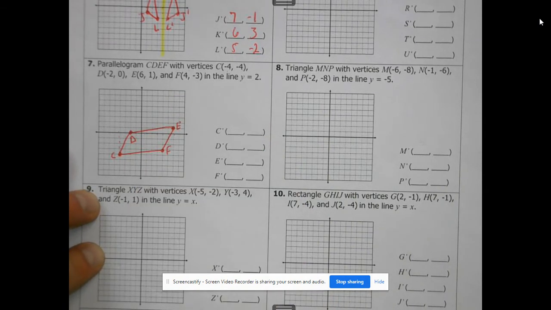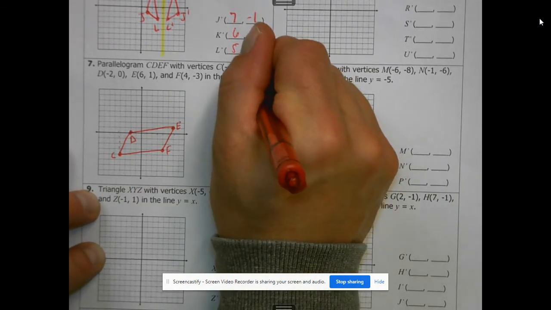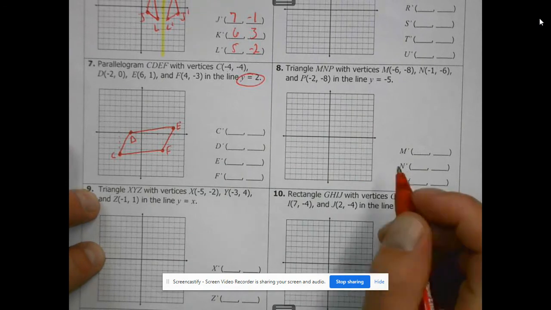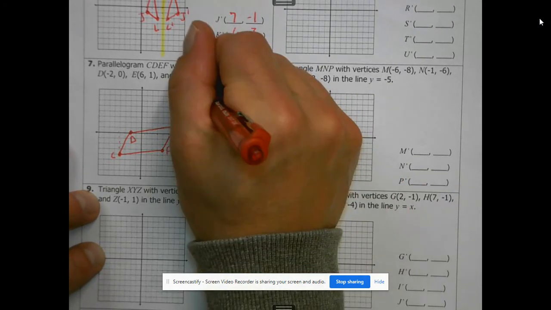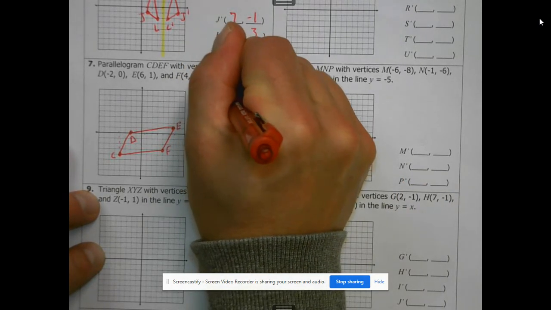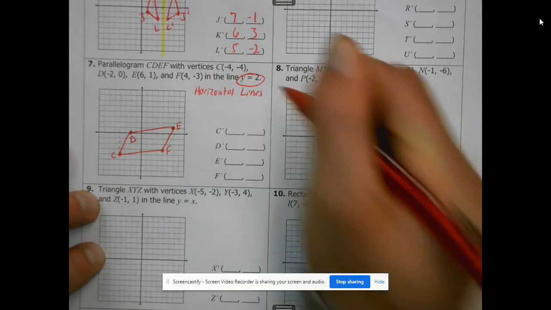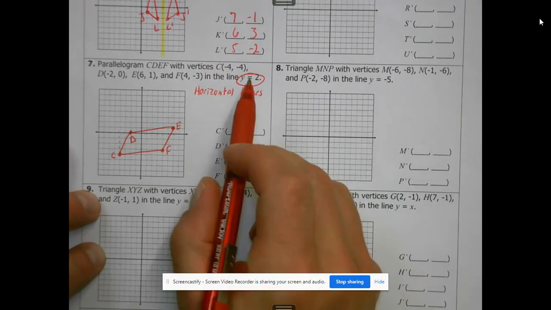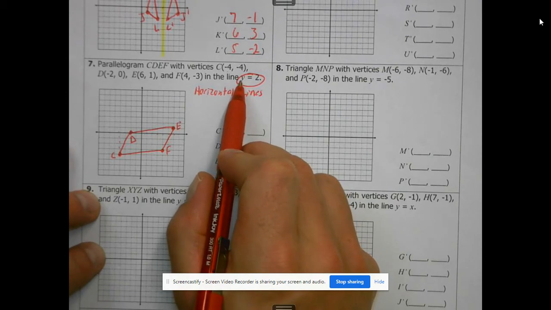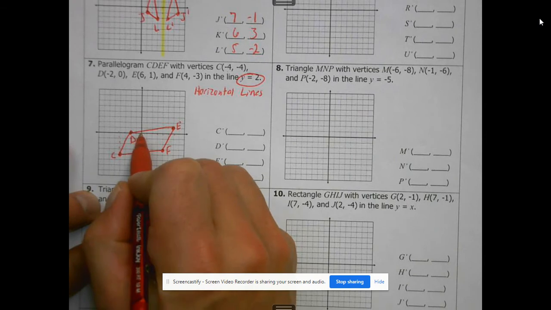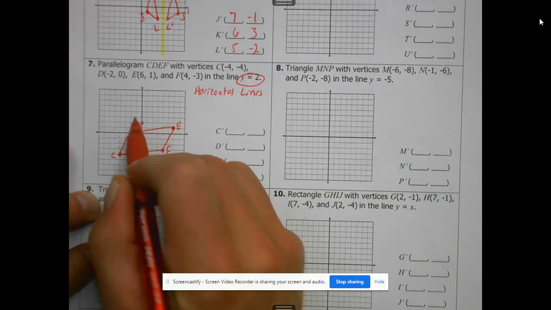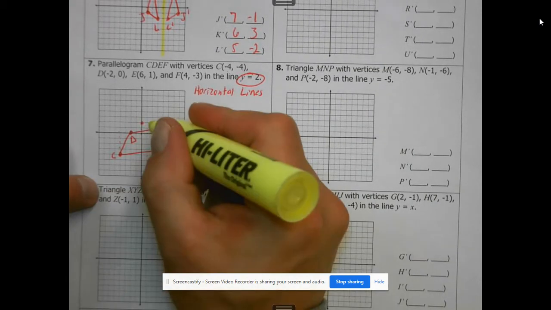All right, where is your line of reflection? In this case, it is y equals 2. If it's y equals a number, these are always your horizontal lines. Put this in your notes. So where's the line of reflection at? On the y-axis, go up to 2 and make a horizontal line. So here's my y-axis. Count up to 2, and that is going to be my horizontal line.